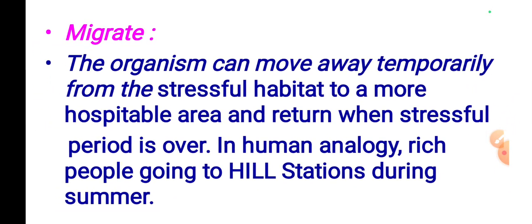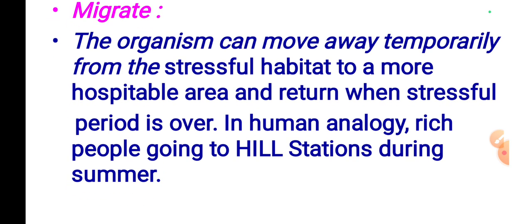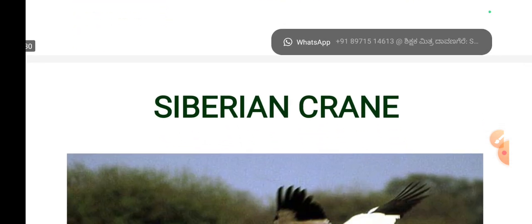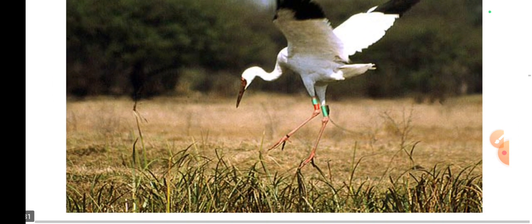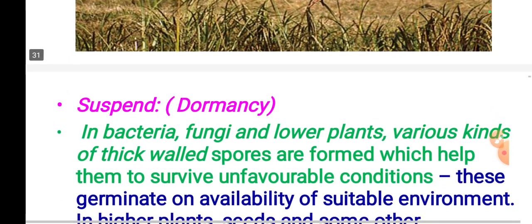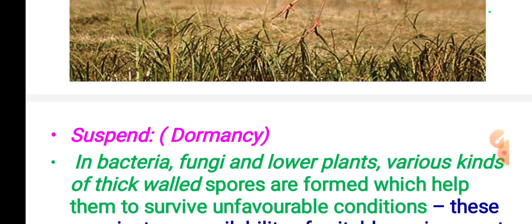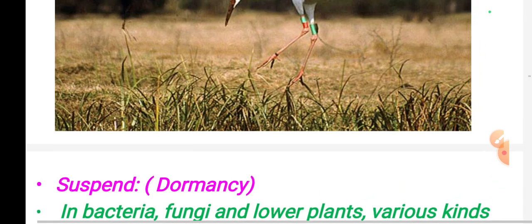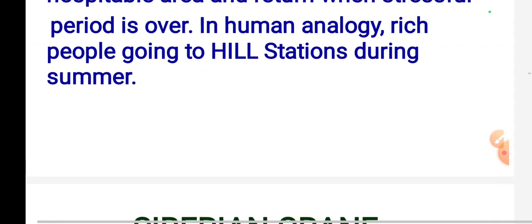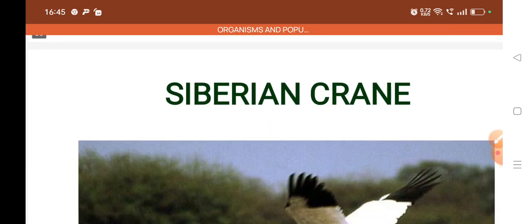The next is migrate. The organism can move away temporarily from the stressful habitat to a more hospitable area and return when the stressful period is over. In human analogy, rich people go to hill stations during summer. This is a Siberian crane. It travels 36,000 kilometers from America to India for what purpose? For migration.